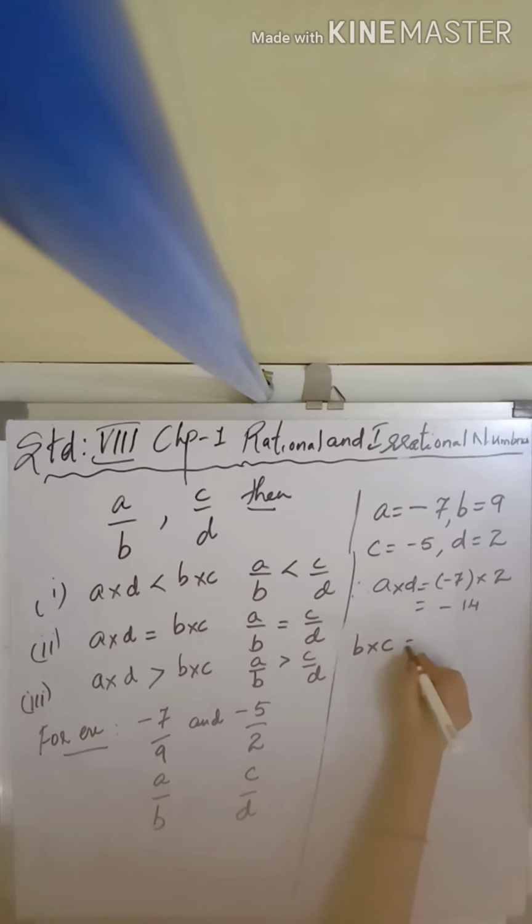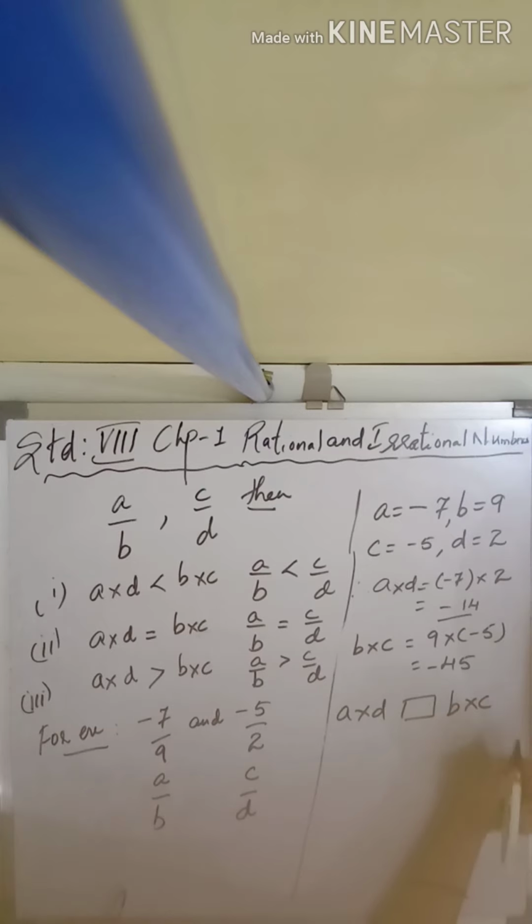Similarly b into c. B is what? My 9 multiplied by c, minus 5. 9 5s are 45 and here is a minus sign since minus 5 here. Now you can see what is a into d and here is my b into c. What is my a into d? Minus 14. What is my b into c? Minus 45. Now here children, you know, as we move on the number line more towards the left, the value goes on reducing. Therefore minus 14 is greater. So this will be greater. Minus 14 is greater, that means this is greater.